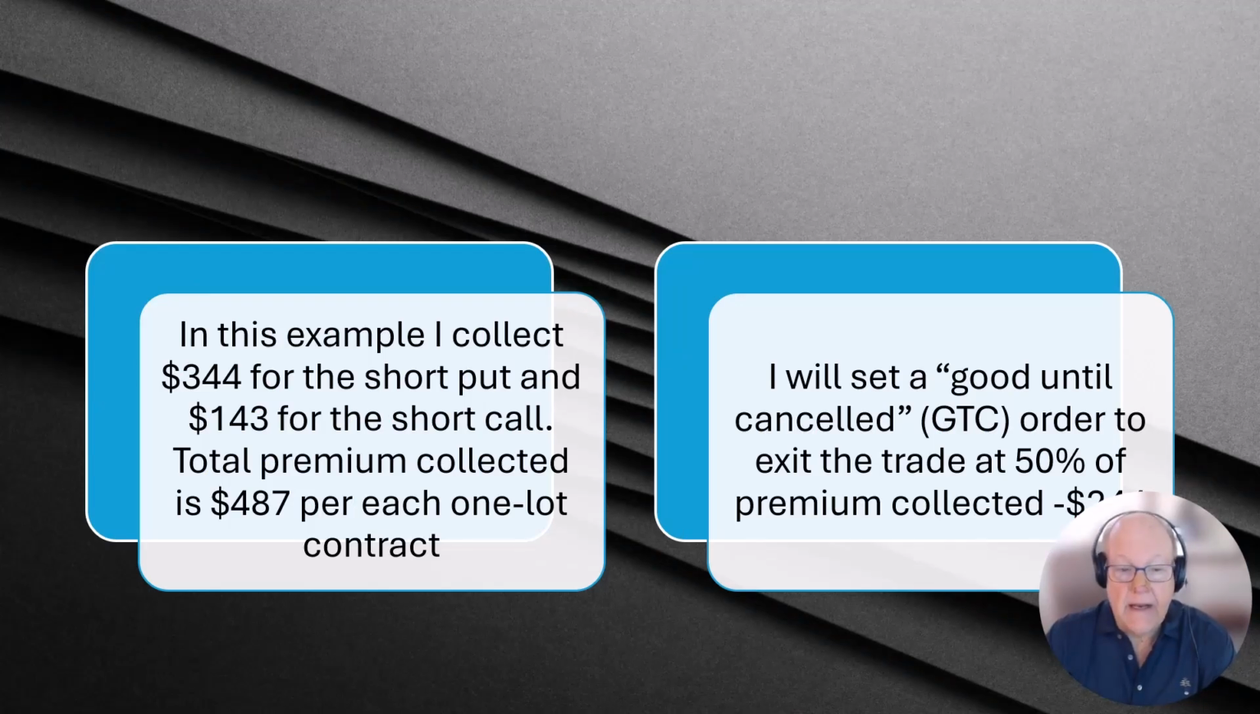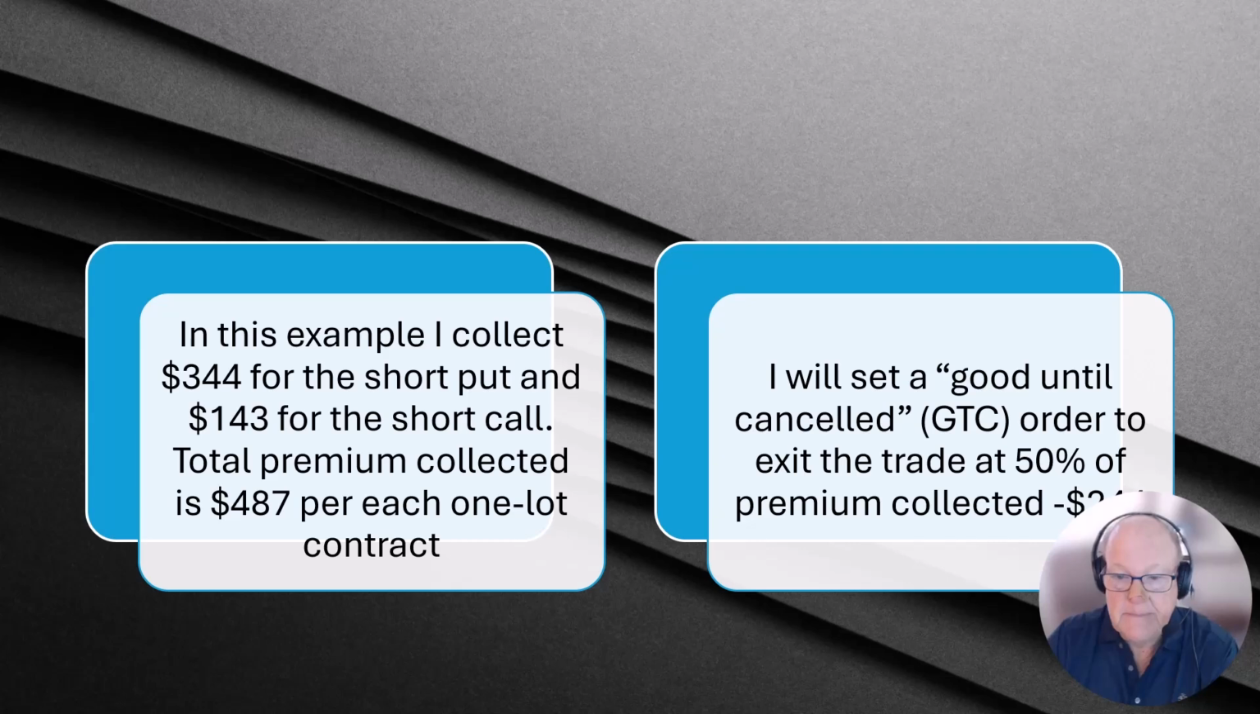In this particular example, I collected $344 for the short put. I collected $143 for the short call, for a total premium collected of $487 for each one lot trade that I put on. Now, what I typically do is set a good-til-canceled order to buy that trade back for 50% of what I sold it for. As I sold it for $487, I'll try to buy the trade back for 50%, or around $243.